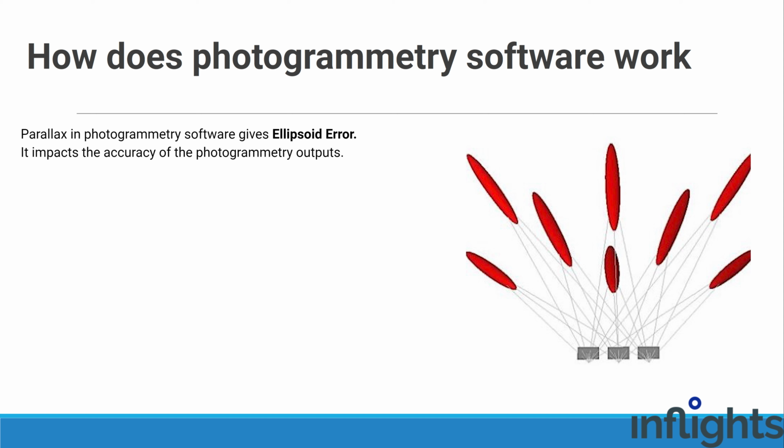Parallax in photogrammetry software gives ellipsoid error. Ellipsoid error is the measure of uncertainty of the point's position in XYZ coordinate system. Ellipsoid error impacts the accuracy of the final results. To minimize this error, you will need to take images from different angles. Don't forget that each image needs to overlap with the previous one.